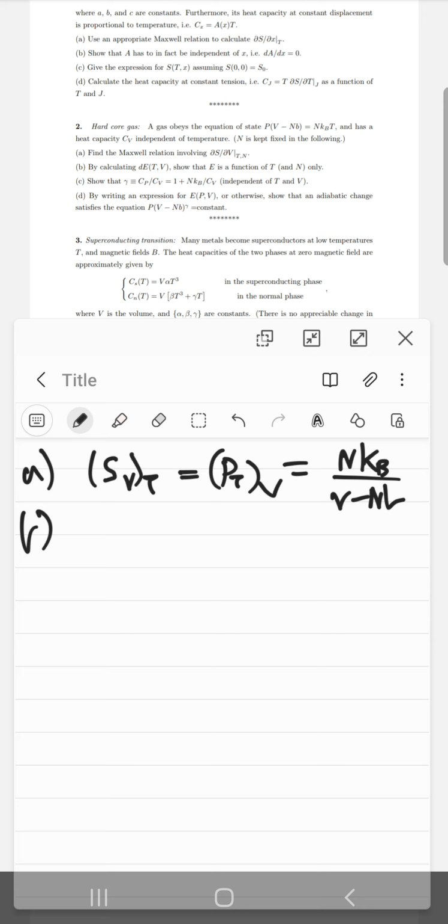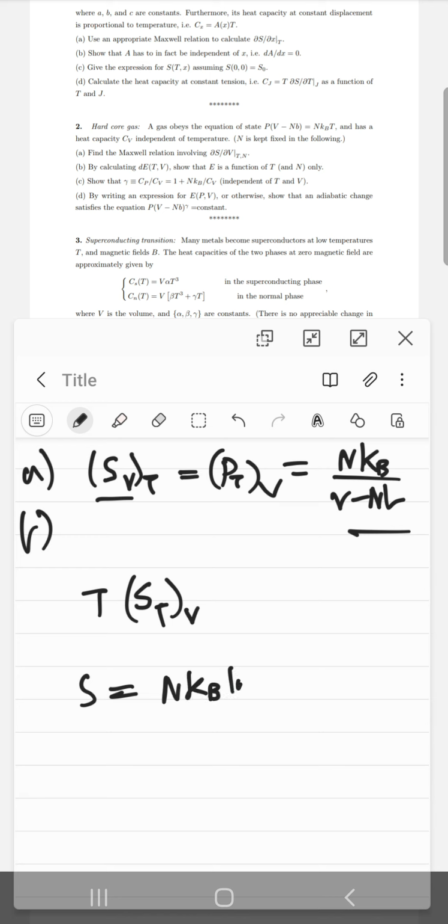And maybe you can use that to figure out what this Cv thing should be. So Cv is basically just T (∂S/∂T) at constant volume, right? And so you are saying that this quantity does not depend on the temperature. It's independent of temperature. So it does depend on the volume though, right? So this is just a function of the volume. Okay, cool. Oh, wait, so you have this, right? What you can say is that entropy is just, once again, nkB natural log of (V minus nb) plus some function of temperature, right?